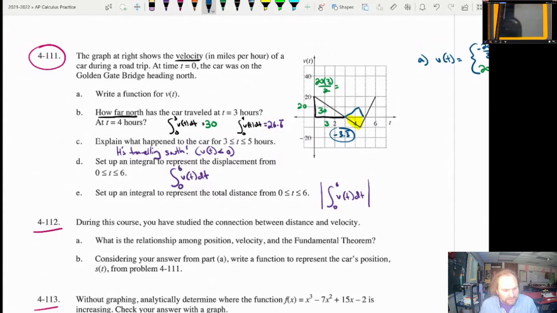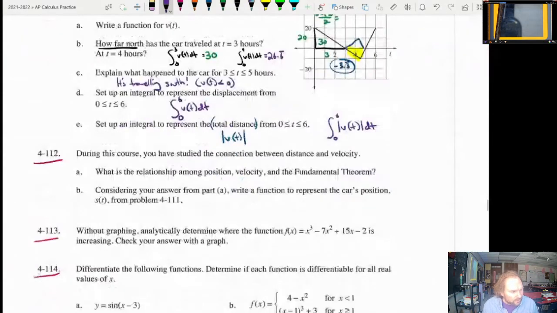When you see total distance, you've got to think absolute value of v of t. Or, the more I think about it, that absolute value should go around the v of t. I withdraw my answer from earlier. There we go. That's what we're looking for. Okay, next question. I think they actually might be the same thing, but okay.